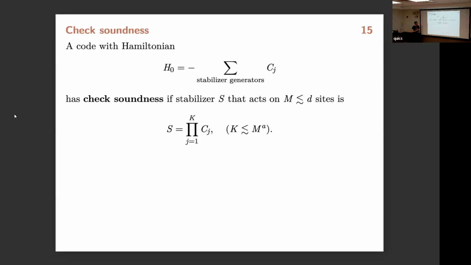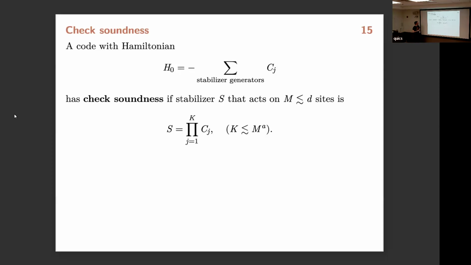Right, so what is check soundness? Remember that the Hamiltonians we're interested in will basically look like this. We can slightly generalize it and put some kind of prefactors in front of each check, but the Hamiltonians will be a sum of parity checks like this. These parity checks generate the stabilizer group for the quantum code. These generators may be redundant. I might include some terms in this sum over C_j that are products of other C_j.